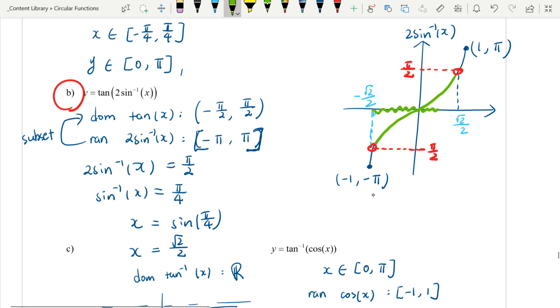So the domain is actually here. So I cannot take from negative 1 to 1. I can only take from negative root 2 over 2 to root 2 over 2. So my x domain of the inner function, also the domain of the composite, needs to be negative root 2 over 2 to root 2 over 2. Because I can only take this part to make the range become negative pi/2 to pi/2. And when you put negative pi/2 to pi/2 into tangent, what's the range? When you take negative pi/2 to pi/2 into tan, R. So y belongs to R. What does the tangent graph look like?